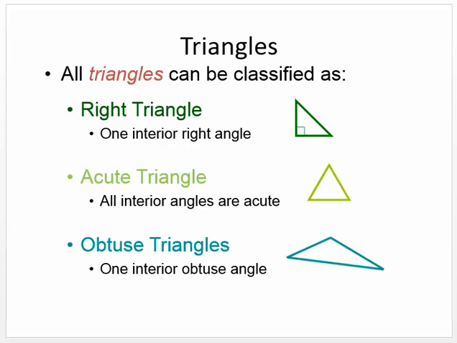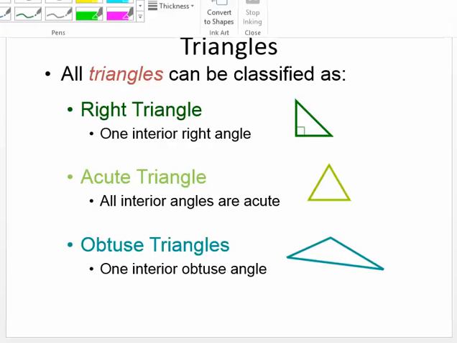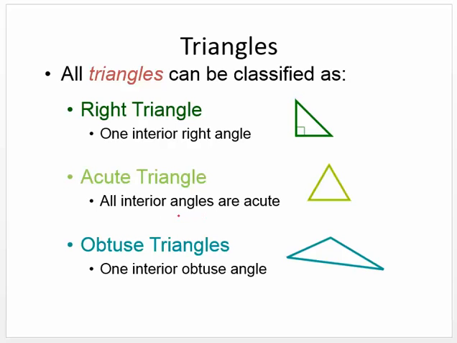Okay, all triangles can be classified as one of these three types. A right triangle means it's got one right angle in it. An acute triangle means all the angles are acute, or less than 90 degrees. An obtuse triangle has one interior angle that is obtuse, which means one interior angle is more than 90 degrees.